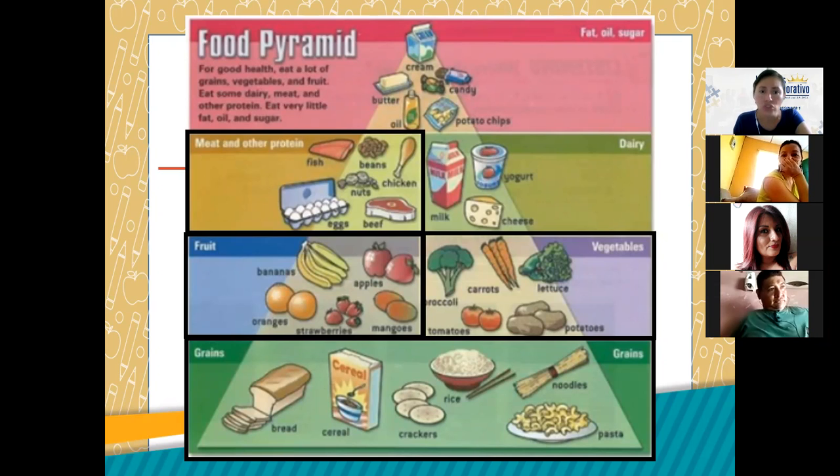So we have fish, we have beans, chicken, nuts, we have beef and eggs. Now beef, it's what we call in Spanish, carne de res, es beef, ¿verdad? Y pork es carne de cerdo, okay? So beef, carne de res, pork, carne de cerdo, ahí se lo escribí en el chat, okay? So then we have, you know, plenty of food, right? Or plenty of words that we can include there, but we'll do it later.